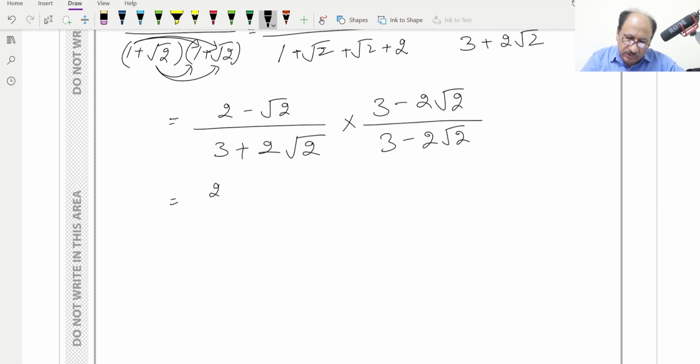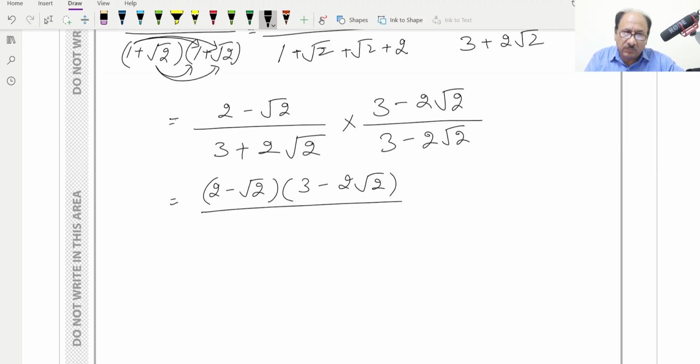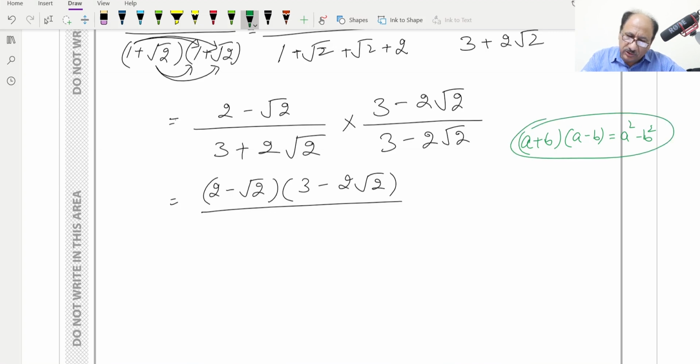So the numerator will be this multiplied by this one, and in the denominator we can apply the formula (a plus b)(a minus b) is equal to a squared minus b squared. This formula we can also apply. So this will be 3 squared, which is 9, minus (2 under root 2) squared. If I write 3 squared here, that will be better.